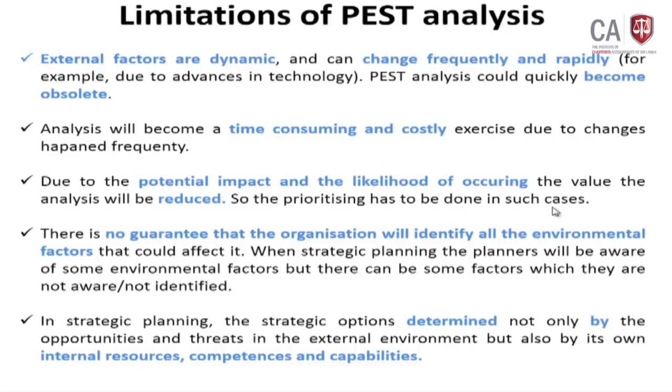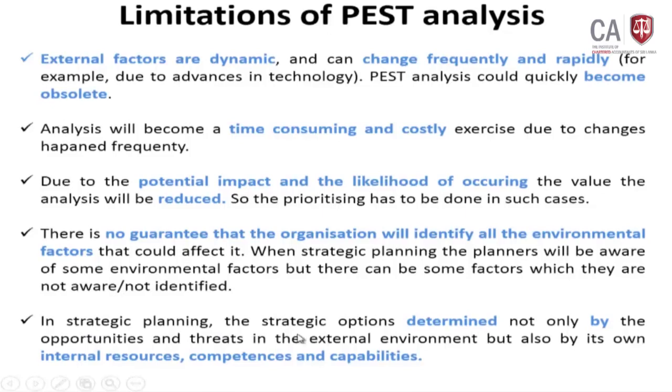There is no guarantee that the organization will identify all the environmental factors that could affect it. In the environment, not only one thing, there can be so many factors which affect the organization in a positive or negative way. So sometimes when you are analyzing those things, you can identify some but you cannot analyze all the factors. Sometimes the factors will be forgotten by you. That is the limitation in PEST.